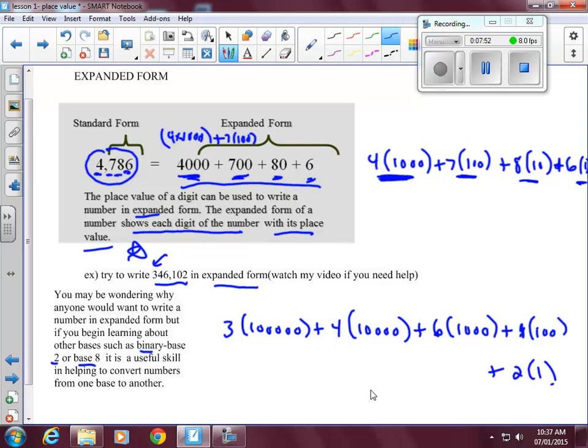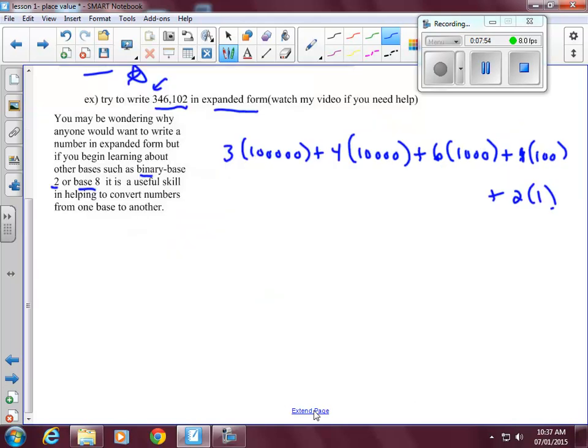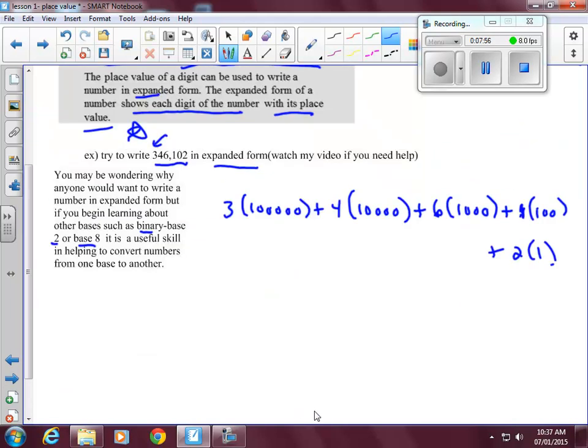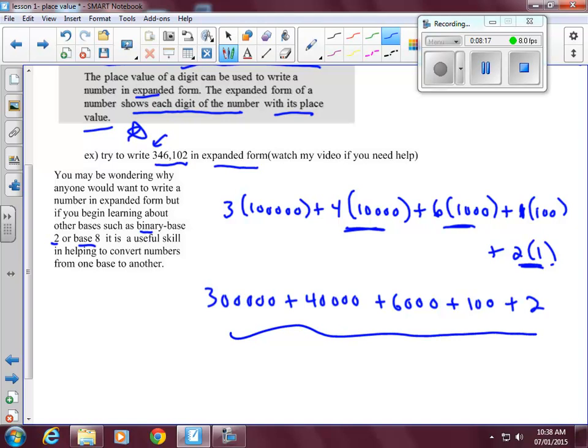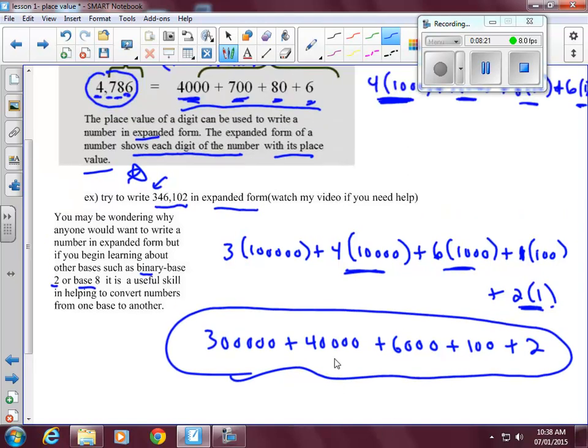So now you could leave it like that for me. I'd be happy. Or you could clean that up a little bit and say, okay, that's 300,000 plus 40,000 plus, perform that multiplication, plus 6,000 plus, that's a 1, plus 100, and then plus just 2. So this would be considered expanded form as well. All right, hope you got that right.